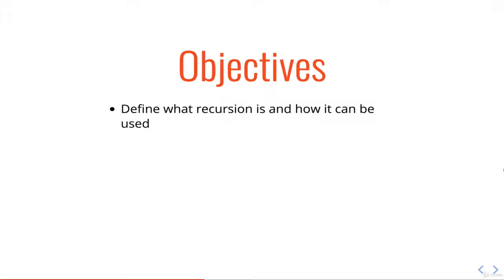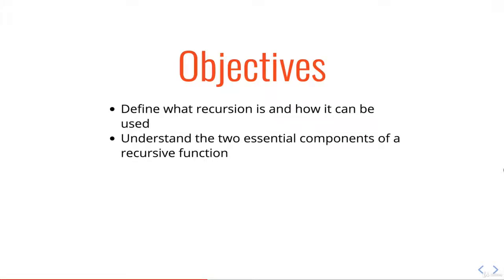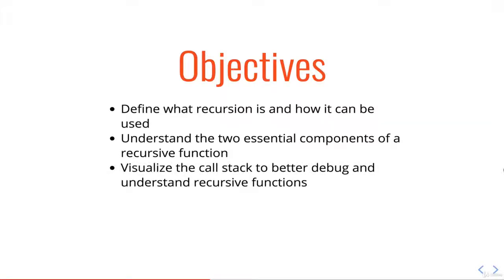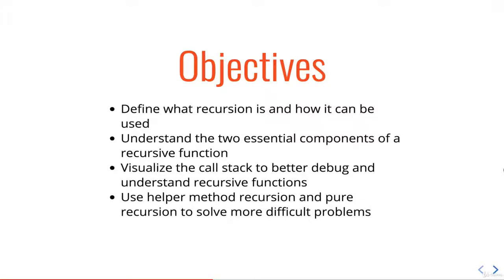So we're going to define more specifically what recursion is and how it's useful. We'll understand the two essential components of writing a recursive function. There's two things that have to be there. Then we're going to talk about something called the call stack, which if you haven't heard about, I'll explain what it is. And then we'll also talk about how it relates to recursion, how we can use the Chrome developer tools to debug the call stack and recursive function calls. We'll talk about helper method recursion and pure recursion and compare them. And we'll solve a bunch of challenges and have a ton of exercises.